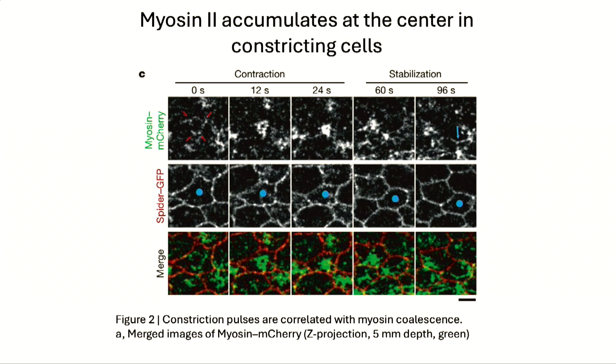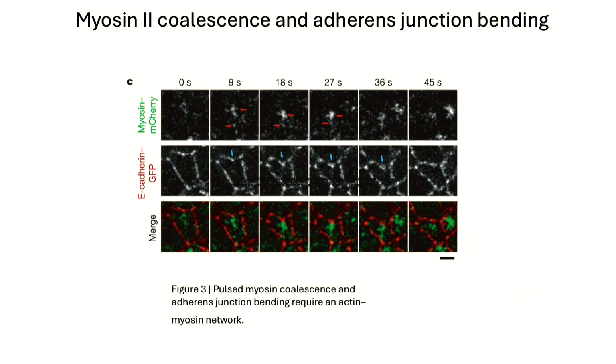So there is increased myosin here, and then there is maybe slightly less, it's still on the higher side, myosin which is present in the stable phase. What is the status of adhesion here? So now when constriction is taking place, if we look at myosin, there is a coalescence of myosin right here.